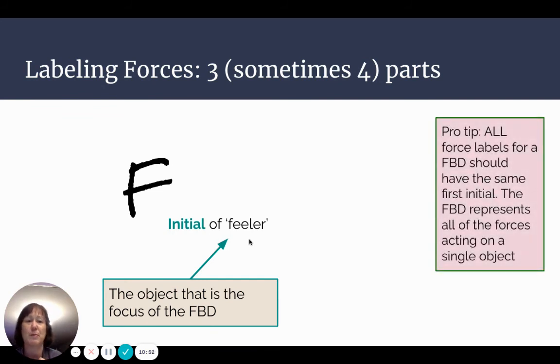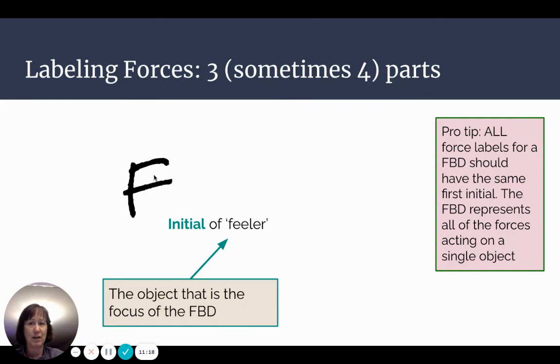So here's a pro tip. All the force labels for a free body diagram should have the same first initial, because the free body diagram represents all of the forces acting on a single object. So if I'm doing a free body diagram for the table, the first letter on every single force label is going to be T for table. Okay, that's part 2.